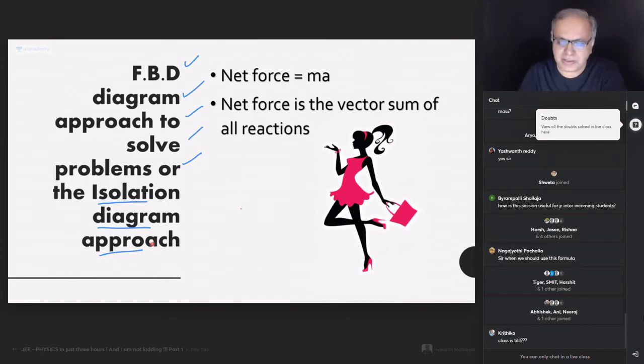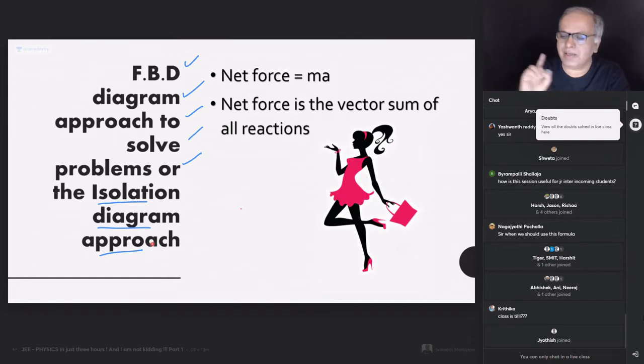Look, there's a lady here having that bag and walking. I don't want to study the lady here. I want to study the bag. That's what you mean by free body diagram approach. Think that this bag is separate from the lady. Don't forget that the lady is the one who is holding the bag. But at the same time, just pick it out of the whole system and write down the force on that. That's what you mean by free body diagram approach.